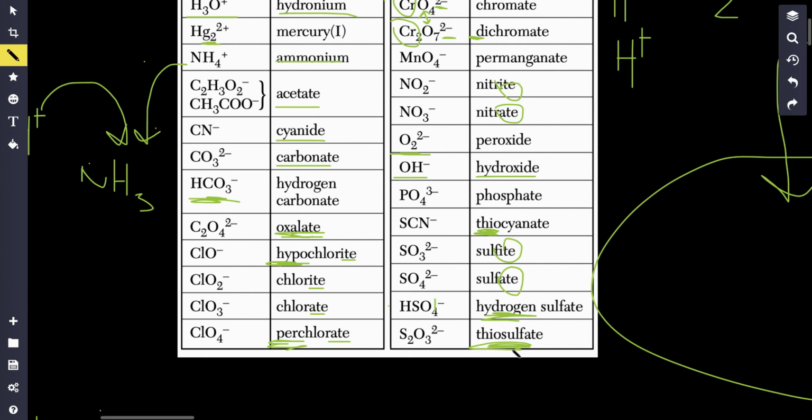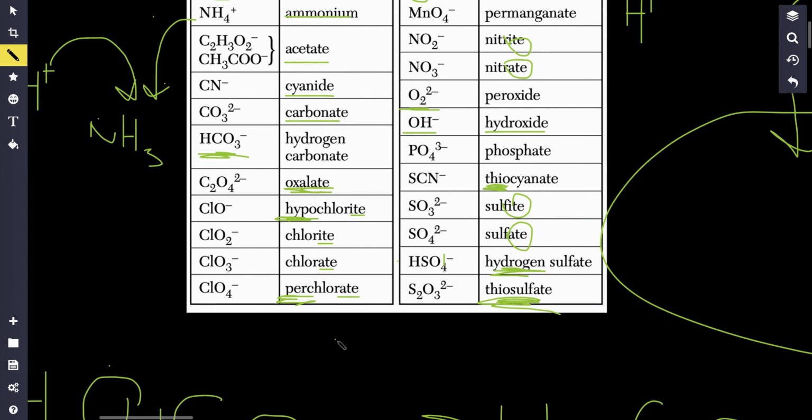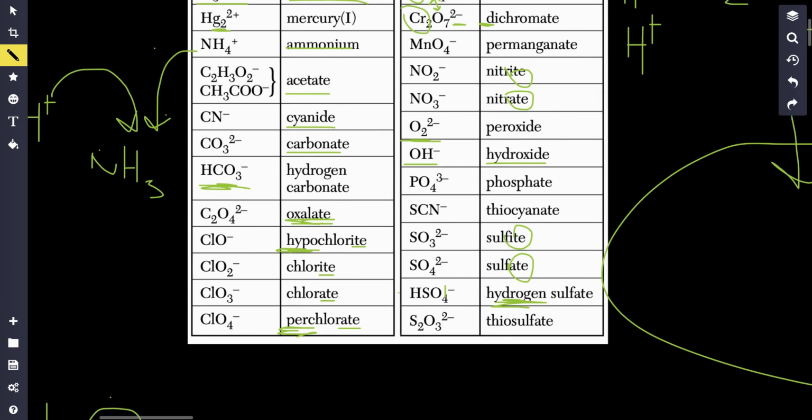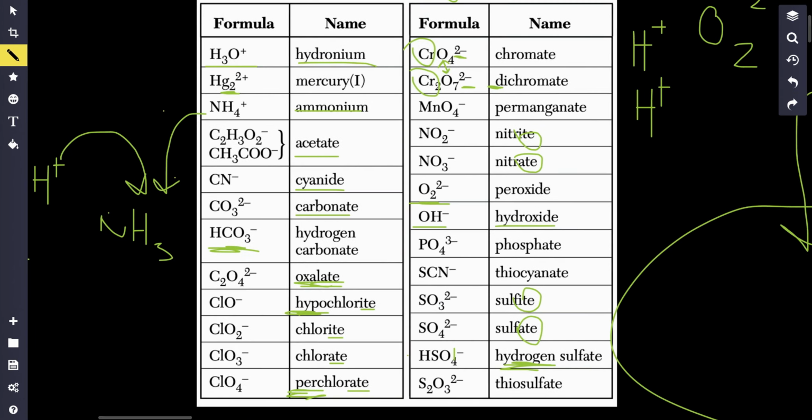And thiosulfate, once again. Sulfate reminds me of SO4 2-. Thio reminds me of another sulfur. So imagine sulfate, except one of the oxygens is substituted with a sulfur. Then you have S2O3, and it's going to be the same charge. So that's what you should be thinking when you hear the word thio. Here it is, and good luck.